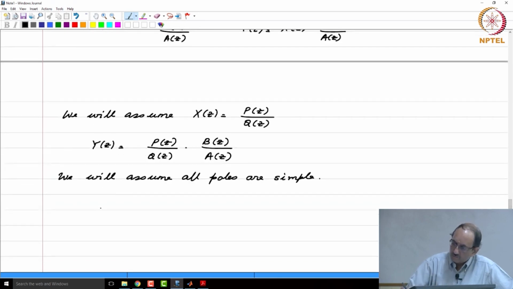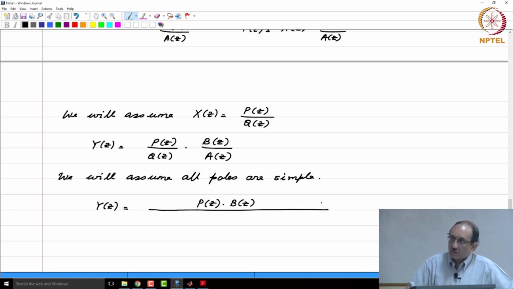Therefore, we are interested in finding the time domain response, and because this belongs to the rational class, the natural thing to do would be to do partial fraction expansion. Therefore, this is p of z times b of z, and the first thing you need to do for partial fraction expansion is factor the denominator polynomial.